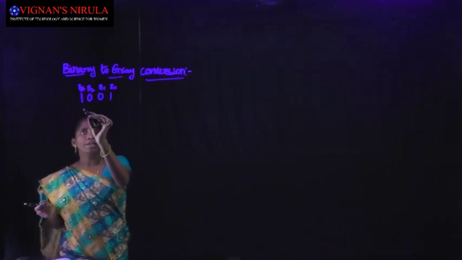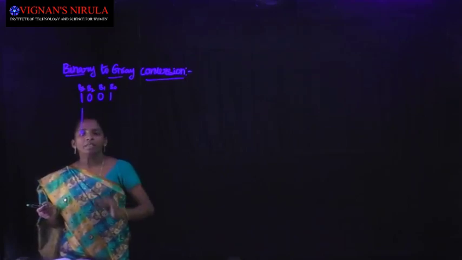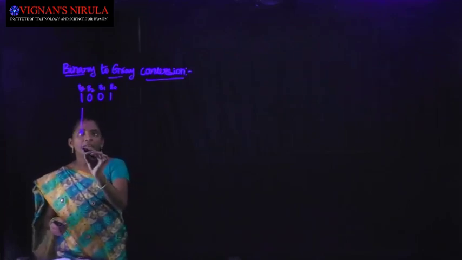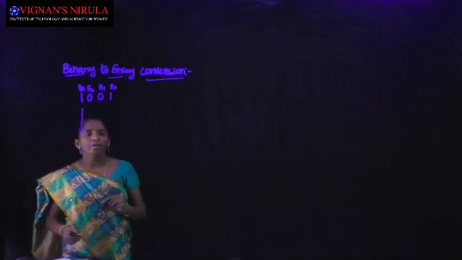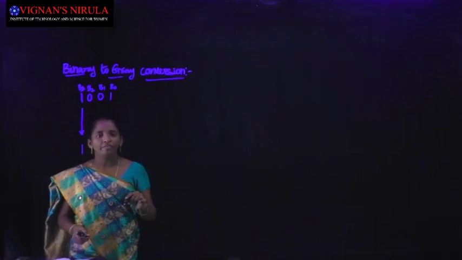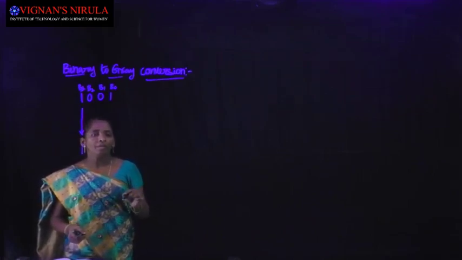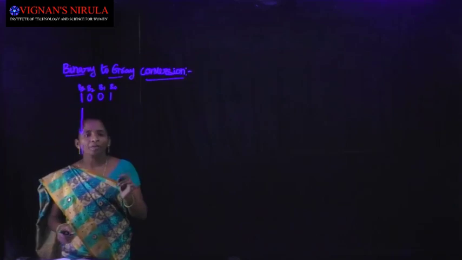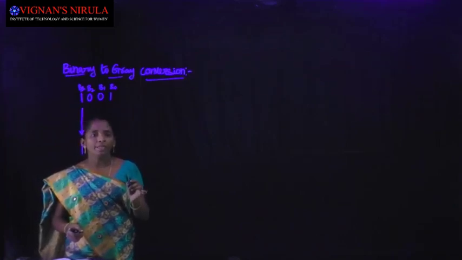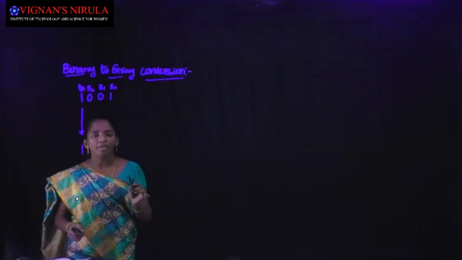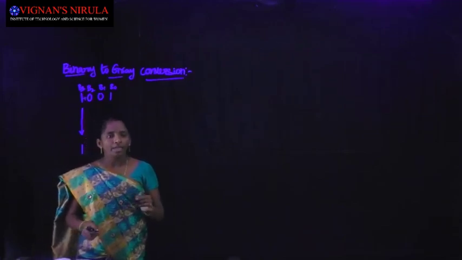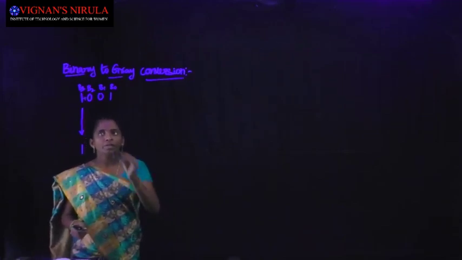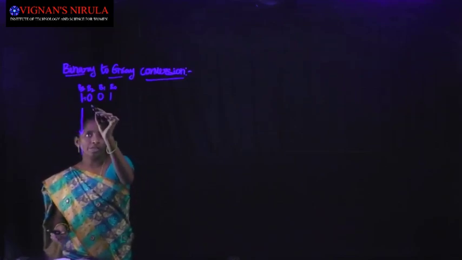To convert binary to gray, first write the binary MSB as it is. What is the binary MSB? That is 1. So write the binary MSB as it is for the gray code MSB, the most significant bit. Now add B3 plus B2, that is MSB and MSB minus 1 digits. So 1 plus 0. If you get a carry, neglect the carry, otherwise write the sum. 1 plus 0 is 1.